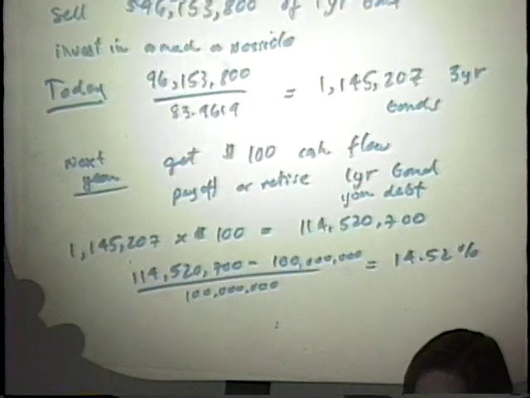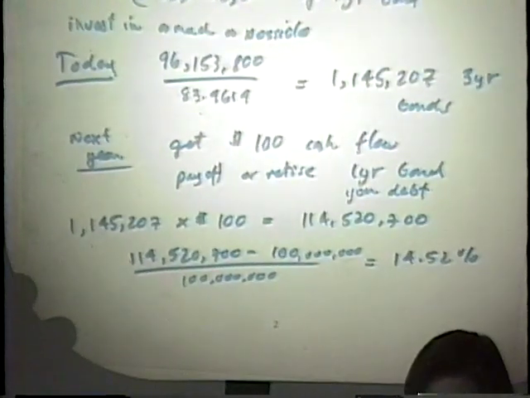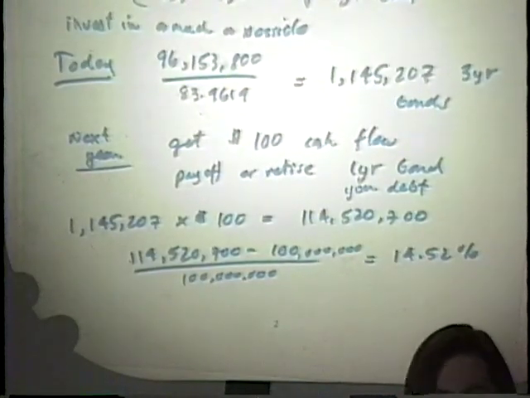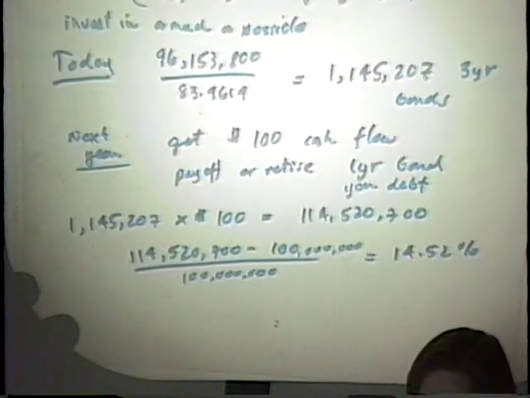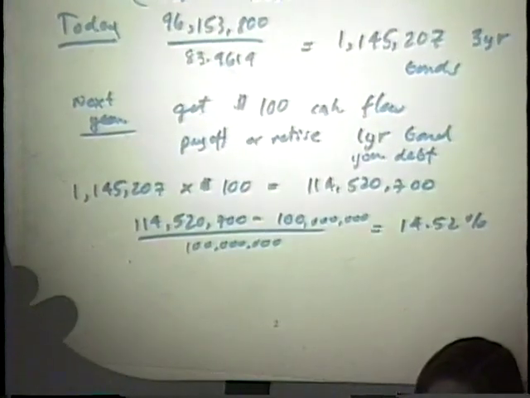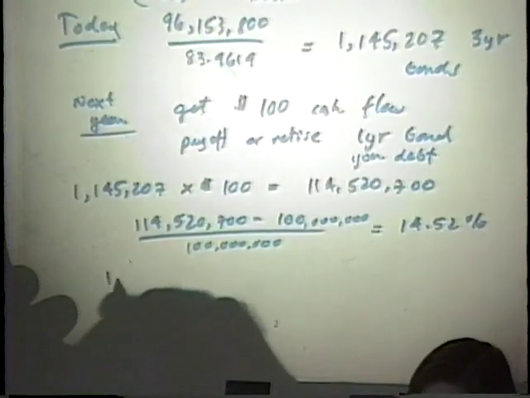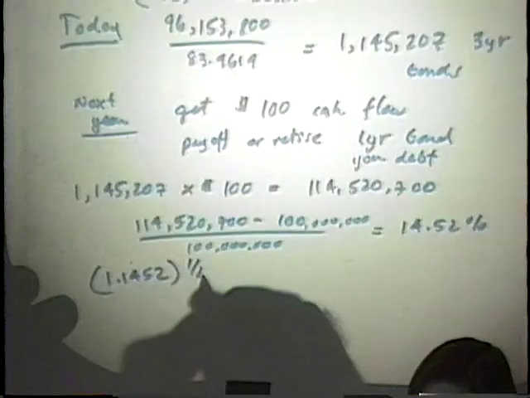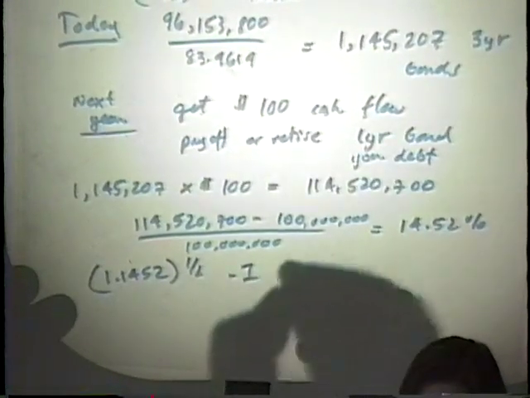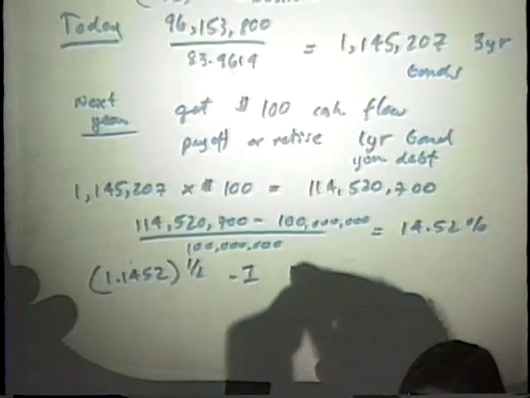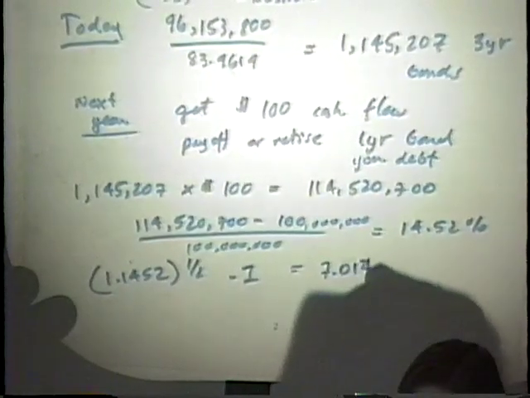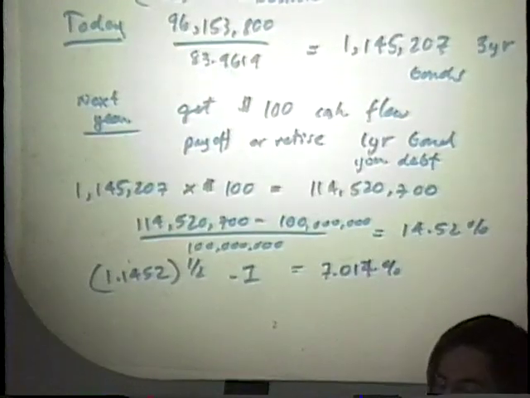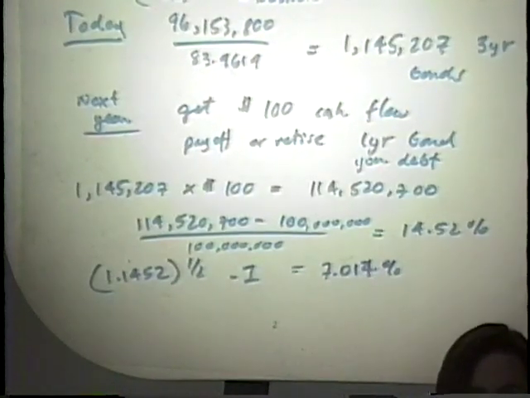And I guess we could say that, and I forget how I graded this, but if you just took that and divided by 2 as an annual return, I think I said that was okay, but probably better to go 1.1452 to the half minus 1. And I think that equals 7.014%. So that's the annualized return that we're locking in.